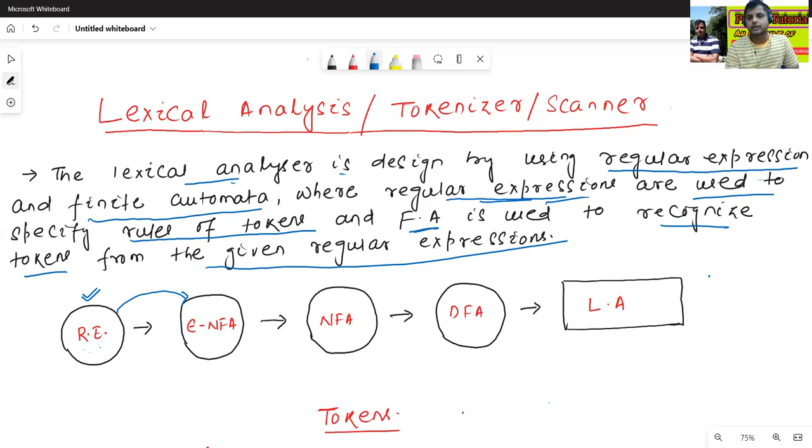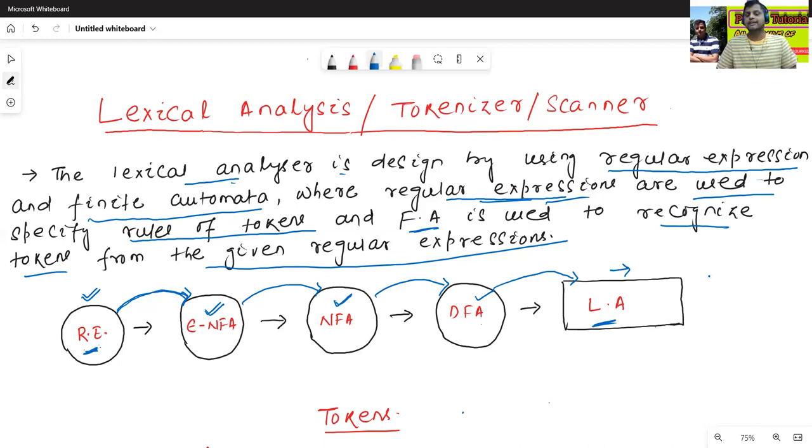Before going to the lexical analyzer, first convert the regular expression to epsilon NFA, then convert epsilon NFA to NFA, then convert NFA to DFA, meaning deterministic finite automata. We cannot apply the lexical analyzer directly to the regular expression. So first we construct the epsilon NFA, then convert to NFA, then to DFA, and then we can apply the lexical analyzer on the DFA. Okay, so this is the whole lexical analyzer.